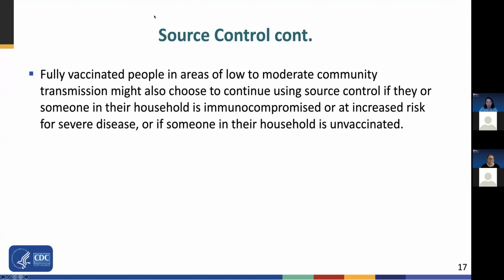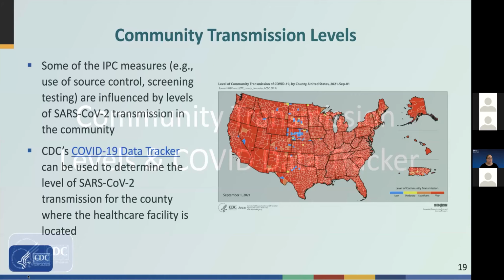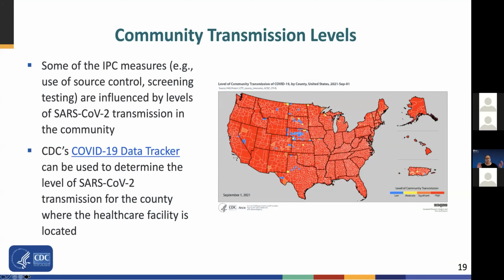Abby? All right, hello everyone. Sorry, I'm just going to flip the slides forward. So like we've been saying, some of these new recommendations are attached to the level of community transmission in your county where your healthcare facility is located. And to determine that, we're going to go through, as Liz said, and show you exactly where to find that information so that you can choose the recommendations that are suited for your particular situation. So give me one moment. I'm going to switch my screen here.